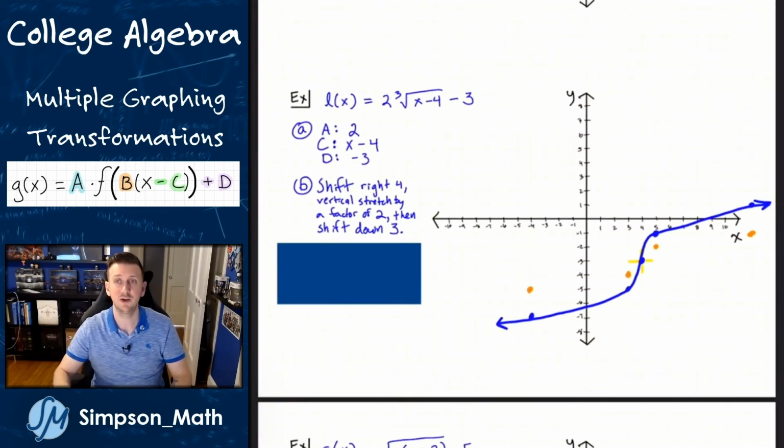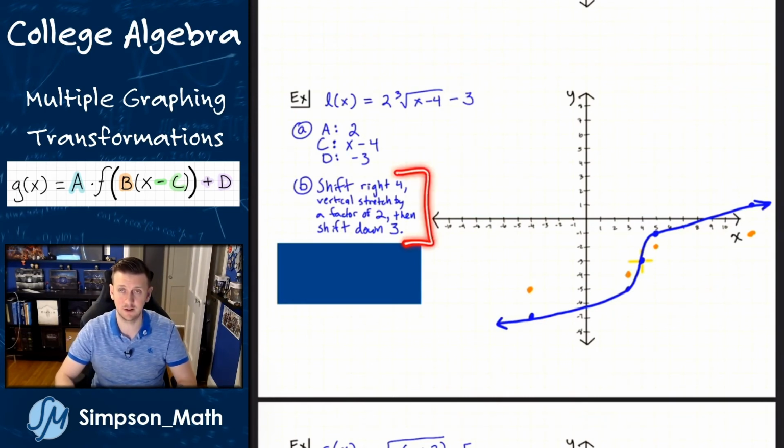So there is our cube root function that's been shifted right 4, vertical stretch by a factor of 2, and then down 3. So I wrote the order correct here, even though I did a little bit of a hack whenever I did the graphing, because I'm lazy. I don't want to draw out so many. And for most students, this is the least painful, and they're most successful, I find. So, shift right 4, vertical stretch by a factor of 2, down 3.